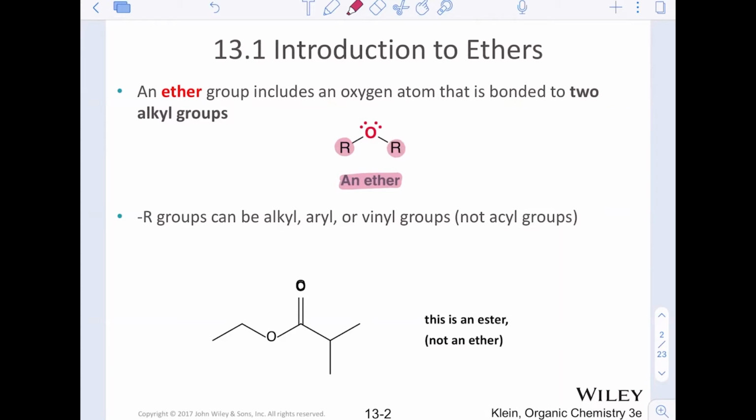either alkyl, sp3, they could be aryl, they could be a benzene ring, they could be a carbon-carbon double bond, but no acyl groups, no carbonyls, right? Once we introduce the carbonyls, that becomes an ester. So to be very, very specific here, alkyls are our sp3 carbon groups, aryls are benzene, vinyl groups, you can have sp2 carbons, but they have to be carbon-carbon double bonds, not carbon-oxygen double bonds.